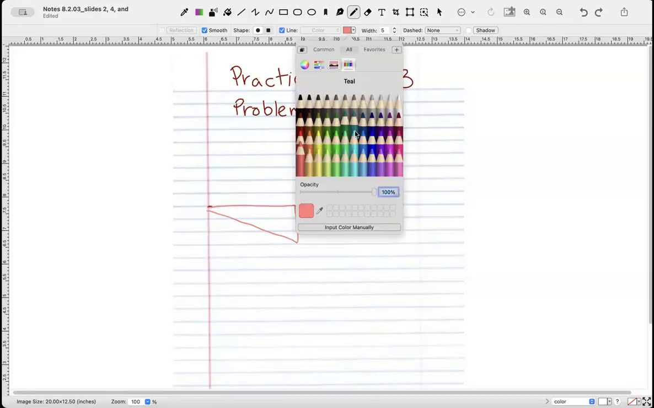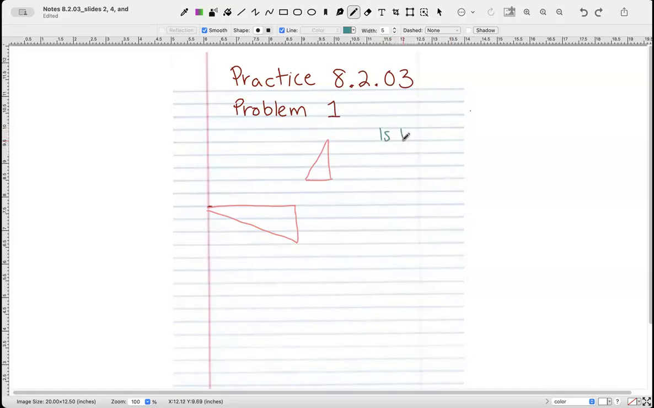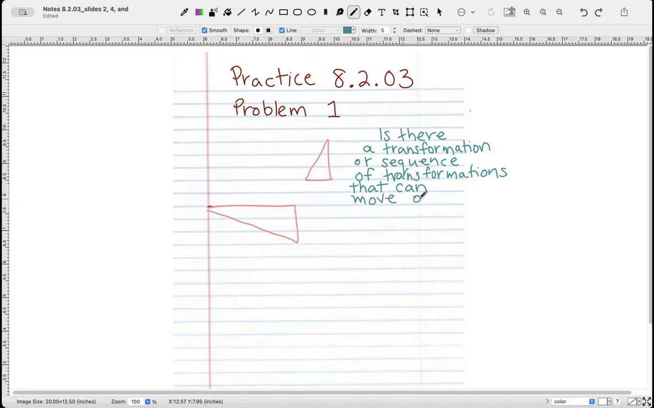And then the question is, is there a transformation or sequence of transformations that can move one figure onto the other? Sorry, I'm going off the page, and I'm abbreviating the question because you can see it at Amplify anyways.